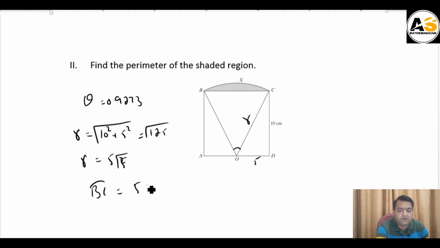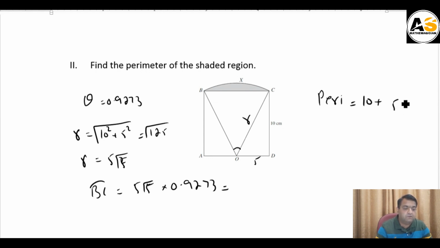R is 5 square root 5 and theta is 0.9273. So what will be the arc length? Arc length will be equal to, and what will be the perimeter? Perimeter of the shaded region will be 10 plus this arc length, 5 square root 5 into 0.9273. Upon simplification, you will get the perimeter, which is 20.4 centimeter. I hope this is clear.